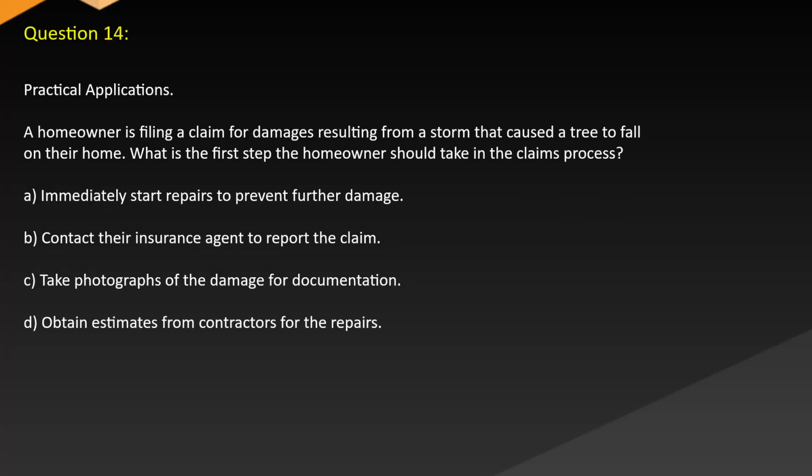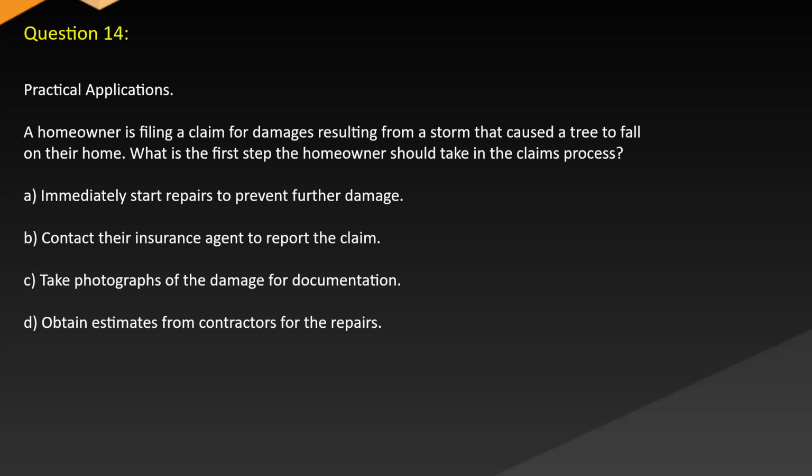Question 14. Practical applications. A homeowner is filing a claim for damages resulting from a storm that caused a tree to fall on their home. What is the first step the homeowner should take in the claims process? A. Immediately start repairs to prevent further damage. B. Contact their insurance agent to report the claim. C. Take photographs of the damage for documentation. D. Obtain estimates from contractors for the repairs.